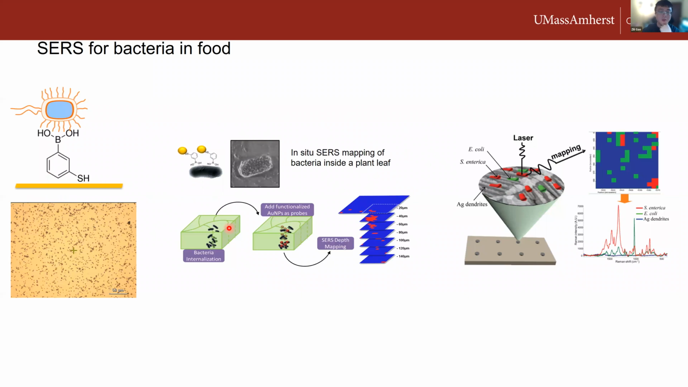So besides the chemical itself, Raman can also be used for bacterial detection in food. The principle behind it is like this. We have a compound which is 3-MPBA, and we have a gold slide here. So the group right here on the 3-MPBA will bond with gold on its surface.